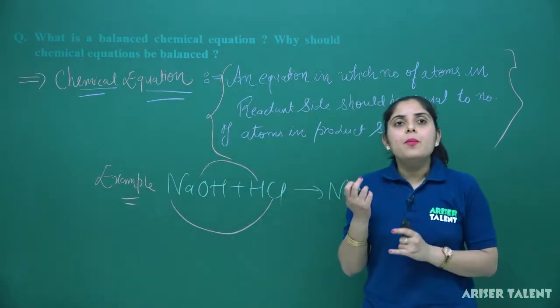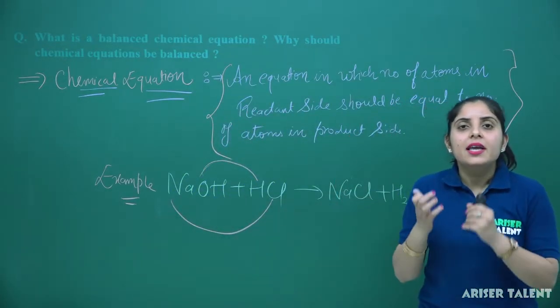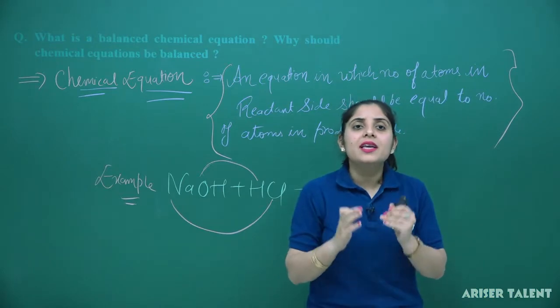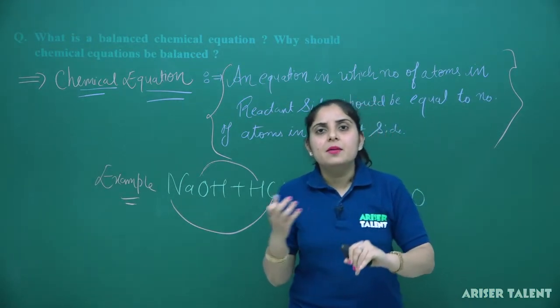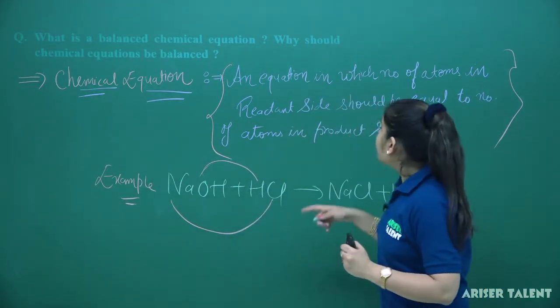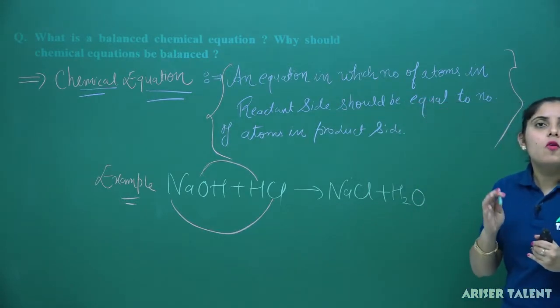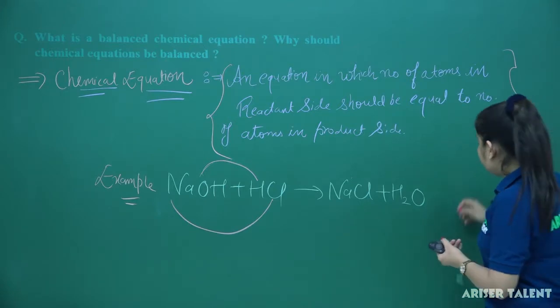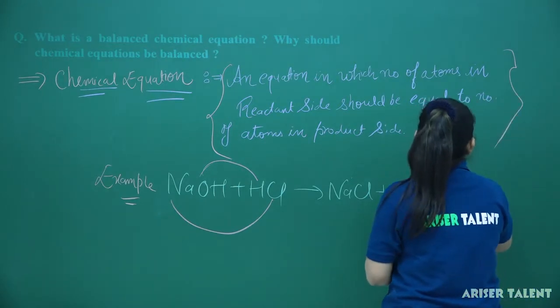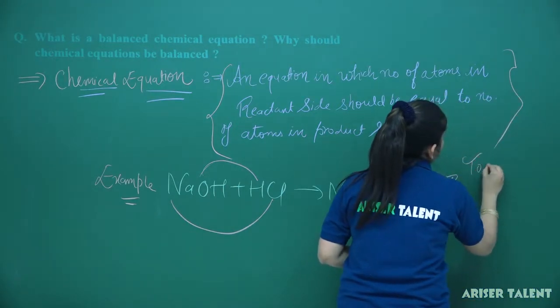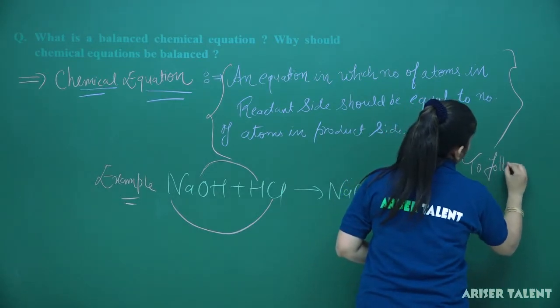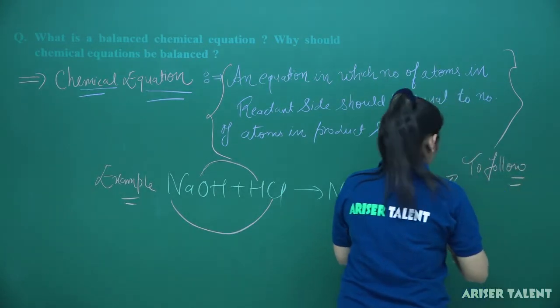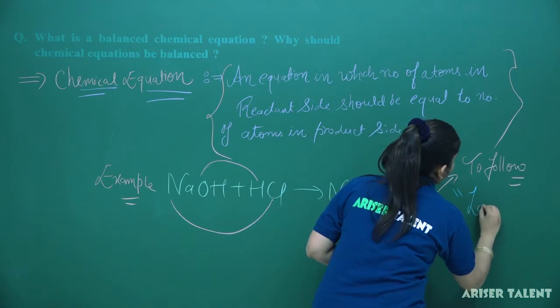Now, what is the importance of a balanced equation? If the equation is balanced, we can say that mass can neither be created nor be destroyed. So, it must be applicable to the law of conservation of mass. So, a chemical equation is balanced to follow the law of conservation of mass.